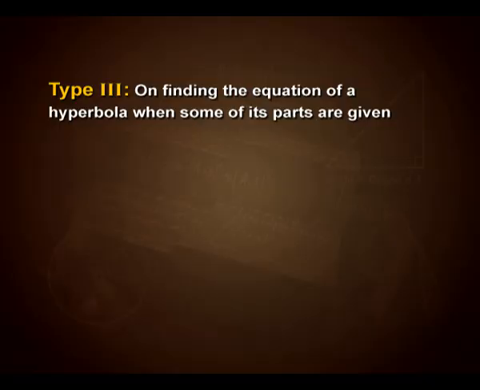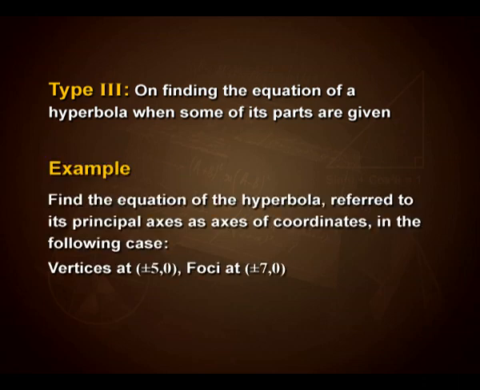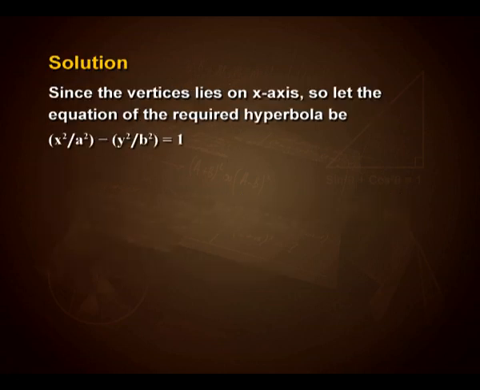Now, let us look into another type of example, on finding the equation of a hyperbola when some of its parts are given. Here goes the example. Find the equation of the hyperbola referred to its principal axis as axis of coordinates in the following case: vertices at plus or minus 5, 0, foci at plus or minus 7, 0. Let us look into the solution.